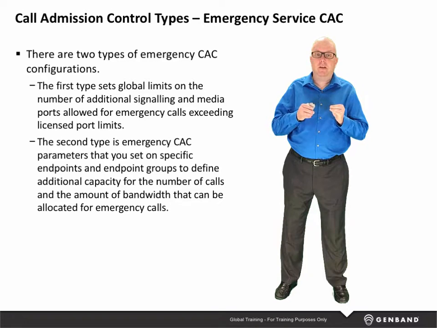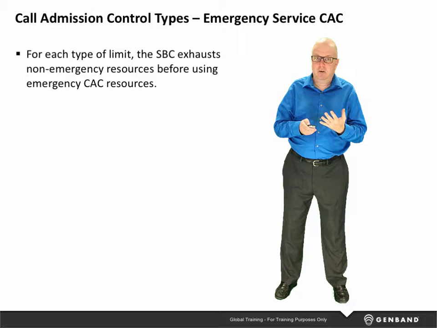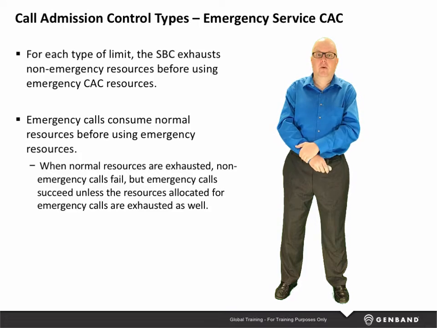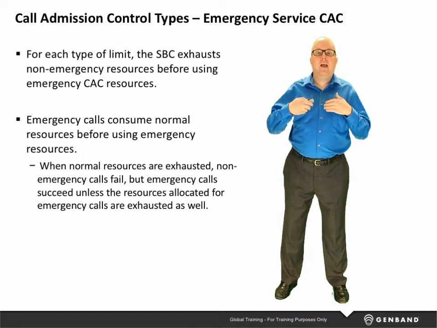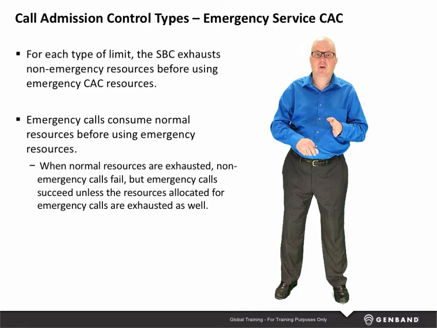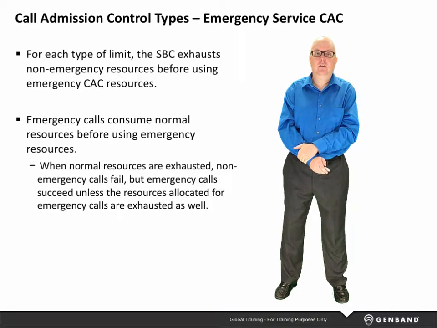Now, if a customer is placing an emergency call, let's say they only had 5 calls up and they're allowed to be at 20, the SBC would count that as call number 6. So we would exhaust all normal levels first, and then we could exceed. If they were allowed 20 and a 21st call came in to a non-emergency number, we just disallow it. If a 21st call came into an emergency number, then we could go ahead and allow that.